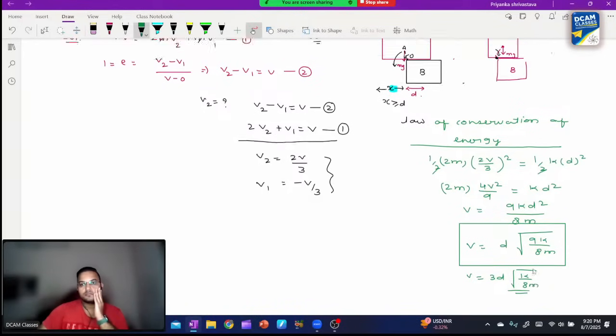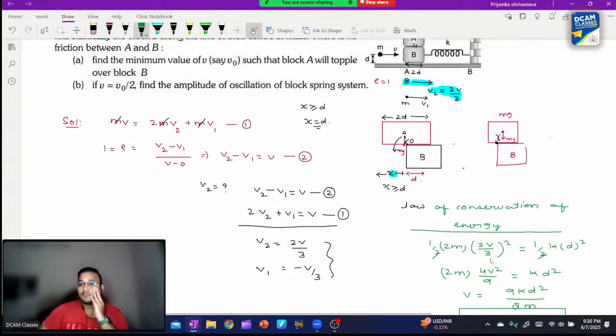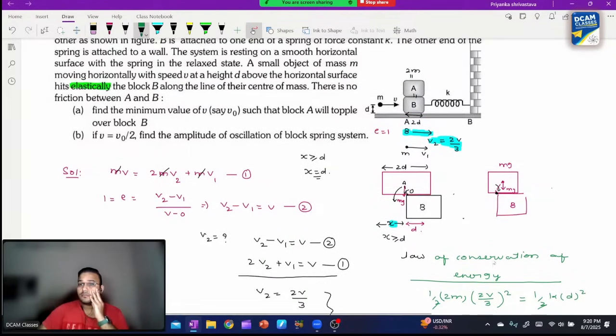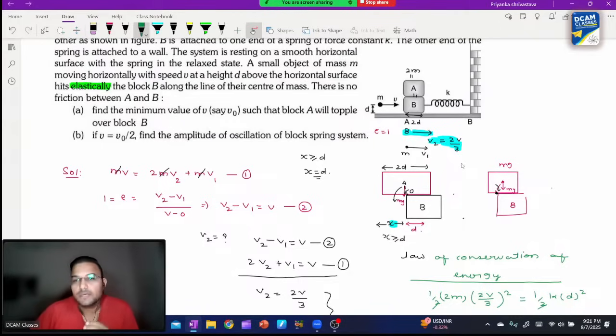Sir, why did you consider V2 and V1 like this? Velocity of which block have you considered V2 and V1? Acha, the velocity of block B I have considered V2, and the velocity of the small object, small m, I have considered V1. Okay, sir.